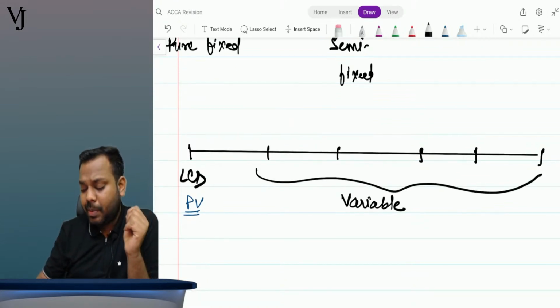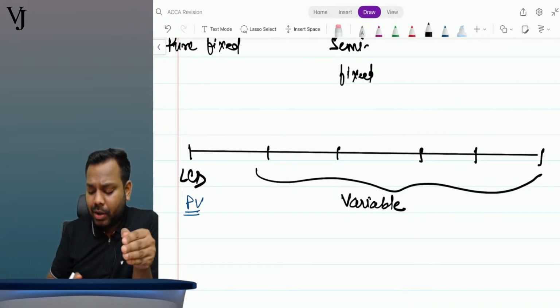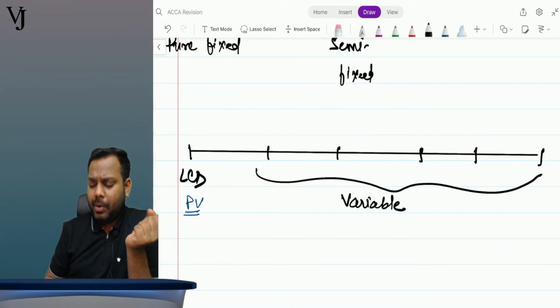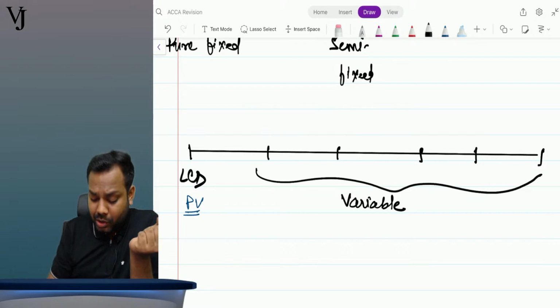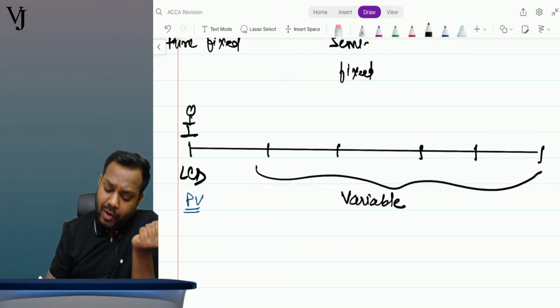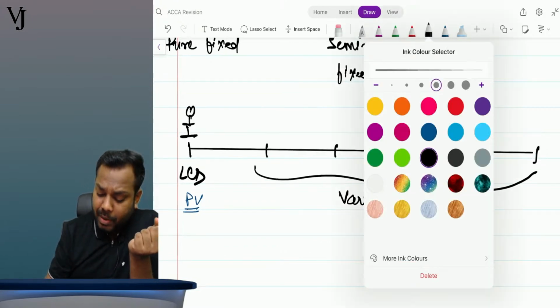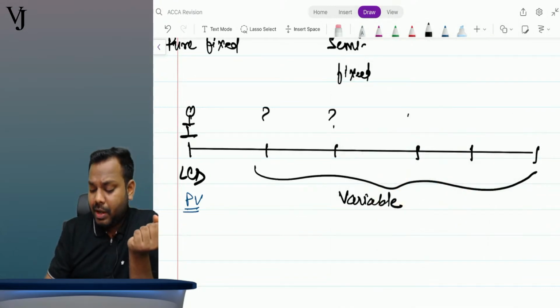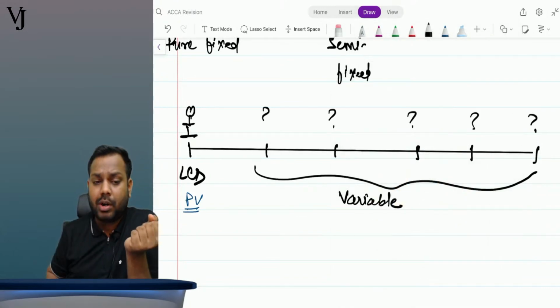So if the lease payments are variable, we will not be able to calculate the present value. Why? Because if it is variable, standing as on this date, we will not know what will be the amount of lease payment that we will pay here.